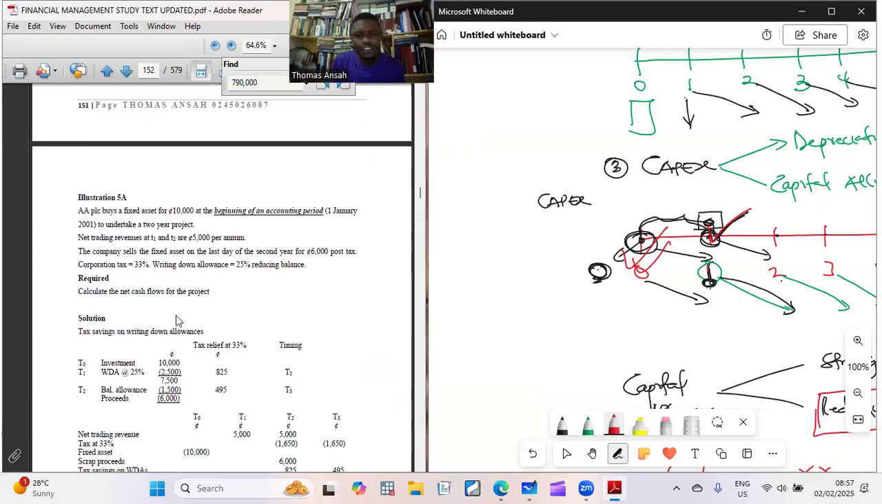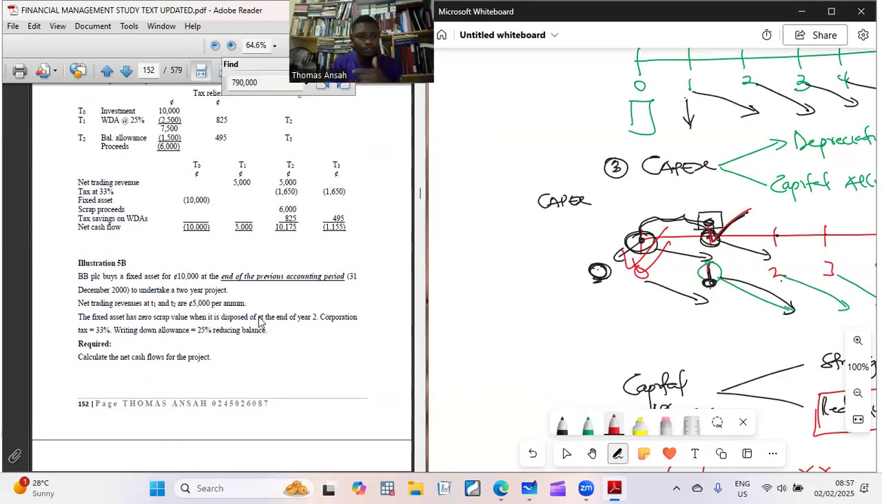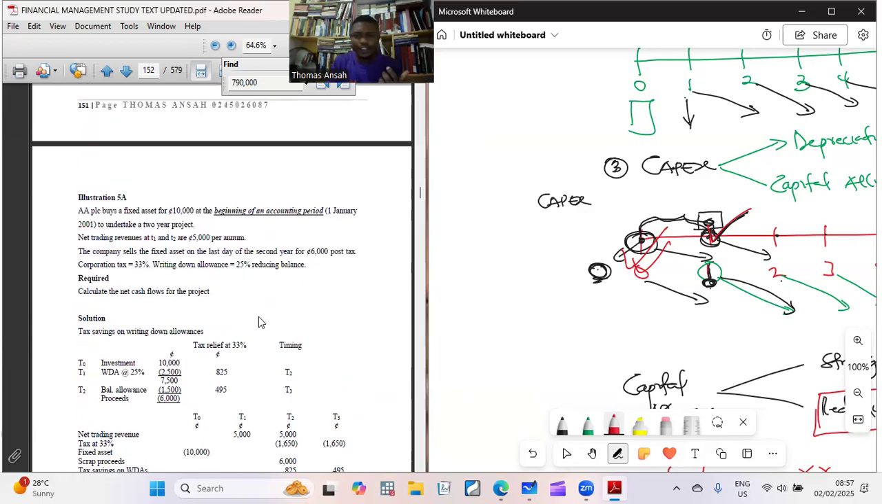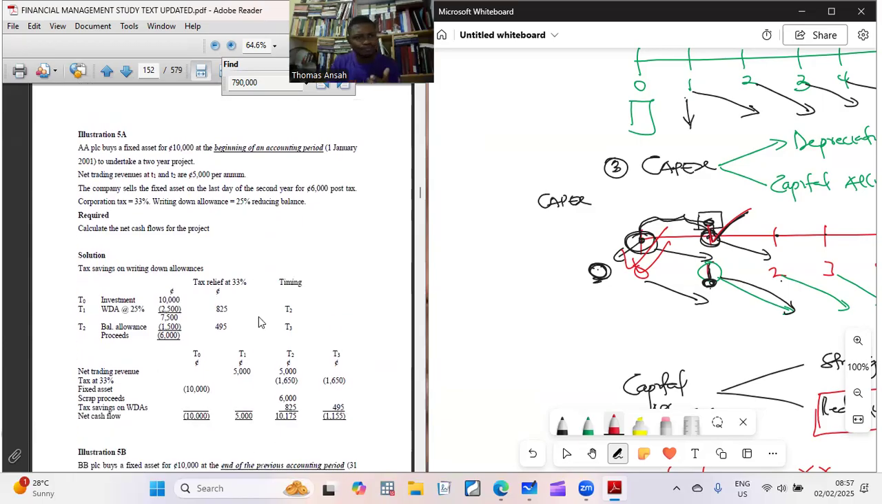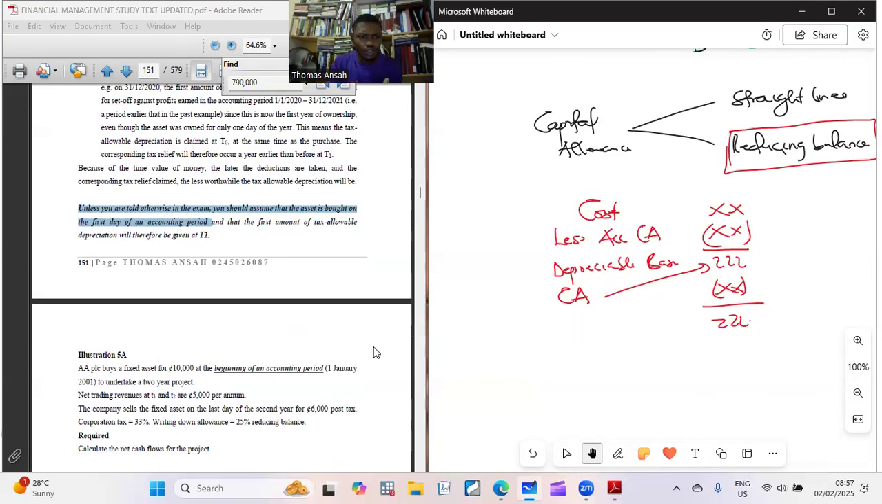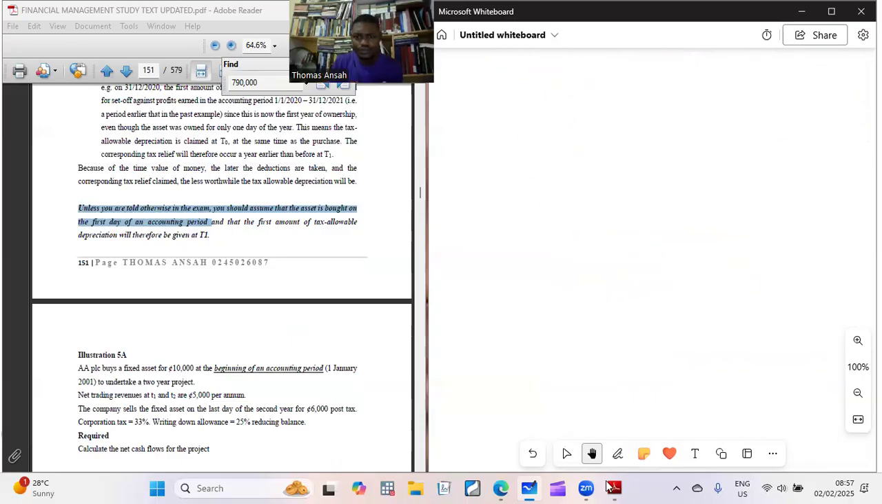All right. So I have this example. I'm not going to go through it, but I want to pick a major question and solve it for you to understand. Or better still, if we have time, I think there is time. Let's do it like that. Okay. So take a look at this example. When was the asset acquired? He bought the asset at what? Beginning of the accounting year.